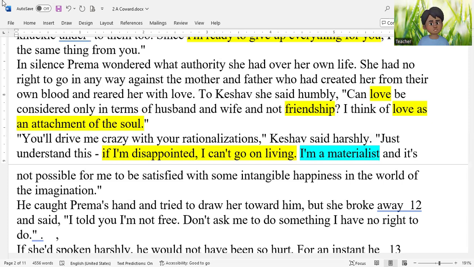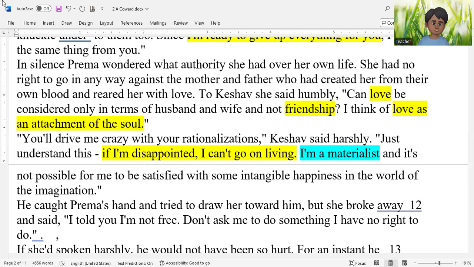"To Keshav, she said humbly, can love be considered only in terms of husband and wife and not friendship?" Now, this is another very significant point in the story that you should note down. Prema says, is it necessary to be husband and wife to be in love? Does being in love mean getting married and being husband and wife and having sex in a sense? Then Prema says, cannot we define love just as friendship? Cannot we become two true friends without getting married? Then she further says, "I think of love as an attachment of the soul."